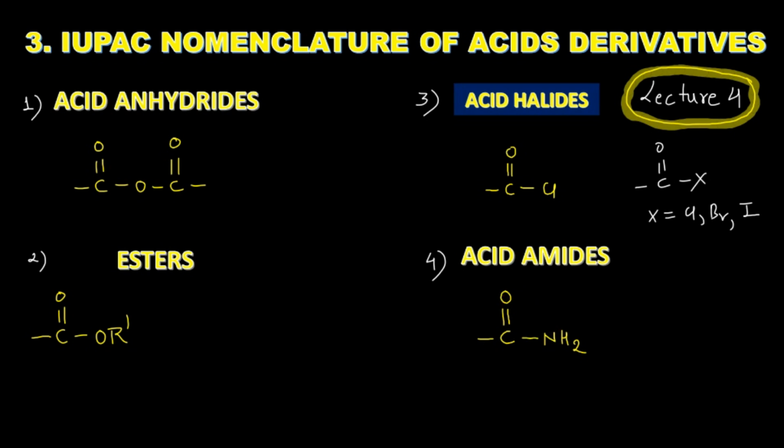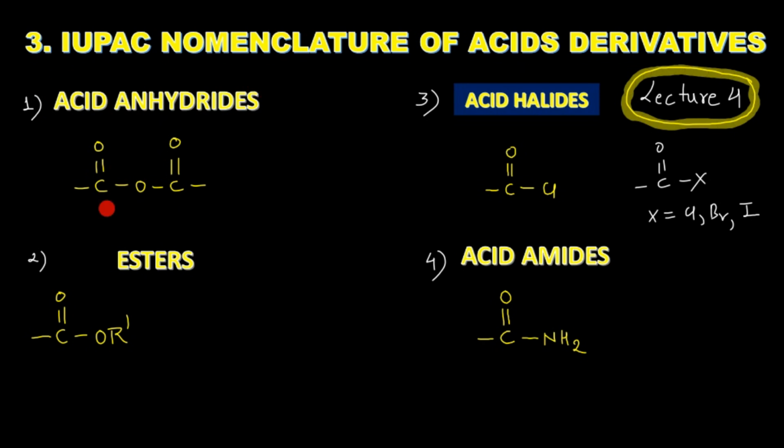I have arranged these derivatives in the same order in which they appear in the priority table. So after carboxylic acid, the acid anhydrides would be there. And in today's class, I am discussing the IUPAC nomenclature of acid anhydrides only.